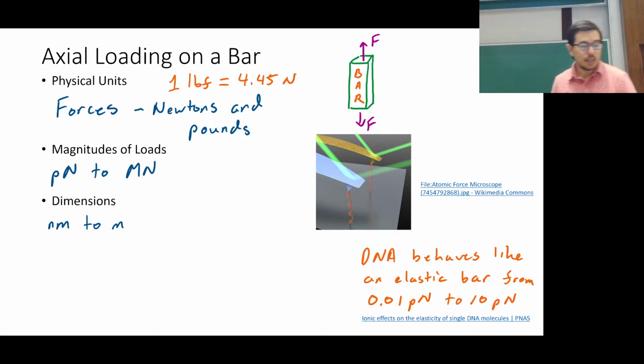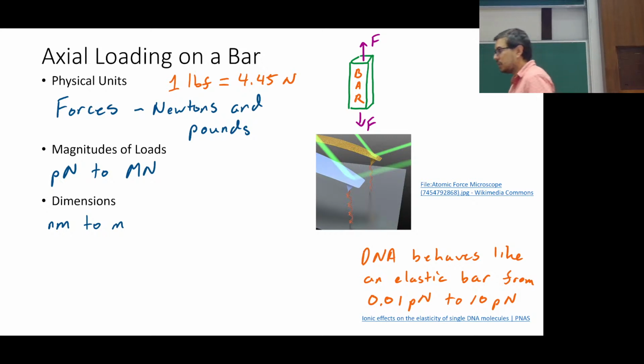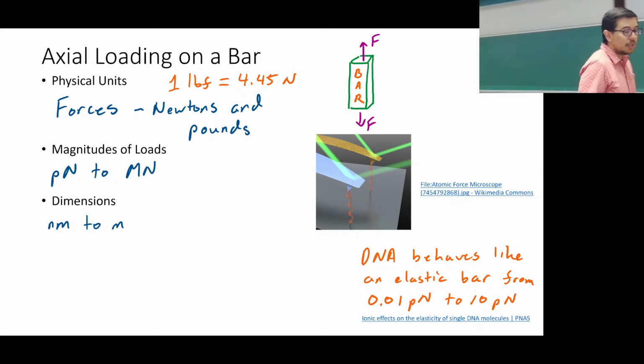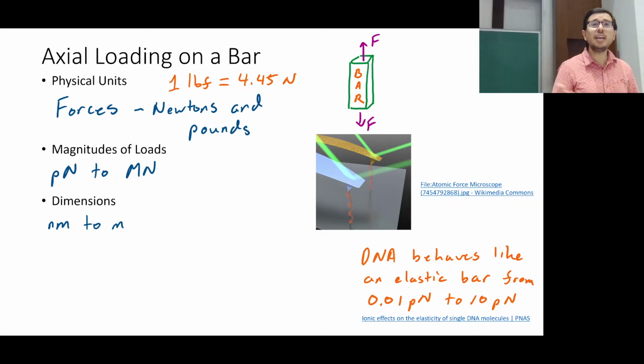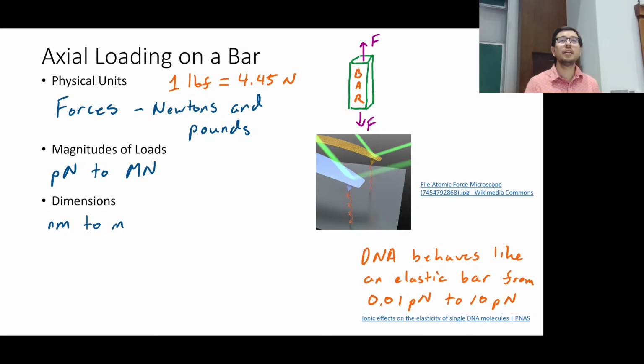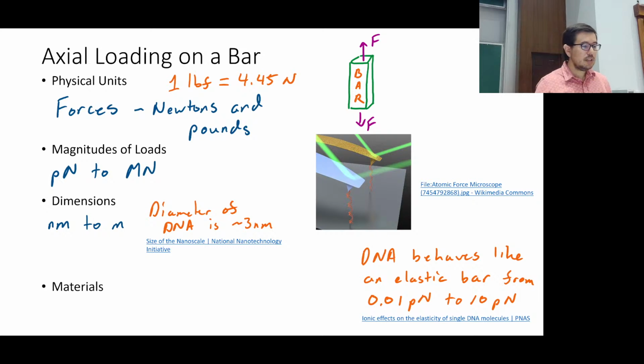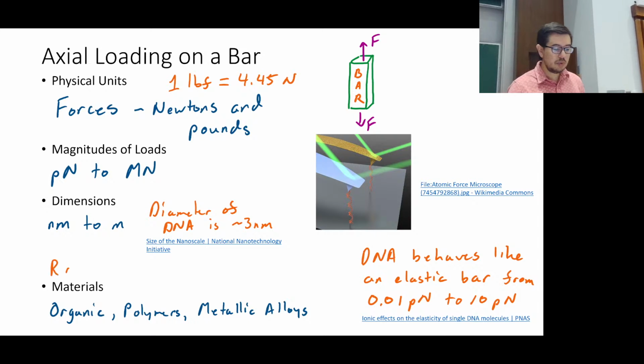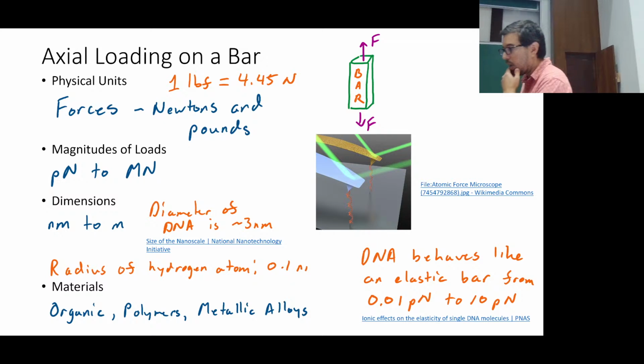Our dimensions go down to nanometers, to meters. So with DNA, we're at the nanometer level type of a material, or structure, probably better said. And nano is 10 to the minus 9, yes, good. So the diameter of DNA is 3 nanometers. The radius of a hydrogen atom is 1/10 of a nanometer, or about an angstrom.